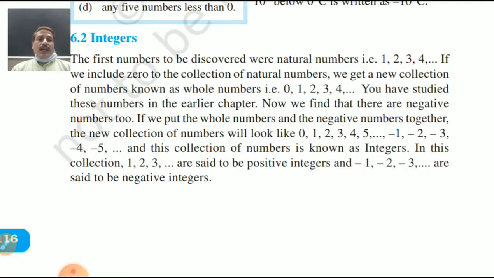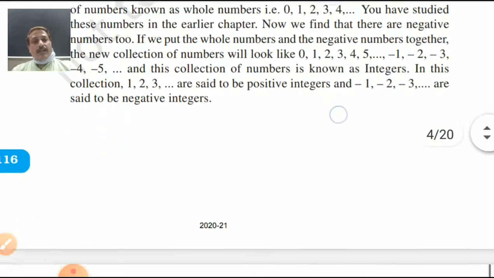Now we find there are negative numbers too. If you put the whole numbers and the negative numbers together, the new collection of numbers will look like this: 0, 1, 2, 3, 4, 5, dot dot dot, minus 1, minus 2, minus 3, minus 4, minus 5, minus 6, dot dot dot. And this collection of numbers is known as integers. Yes, student. So now you have a clear idea what an integer is. So we can say minus 1, minus 2, minus 3 are the negative integers.